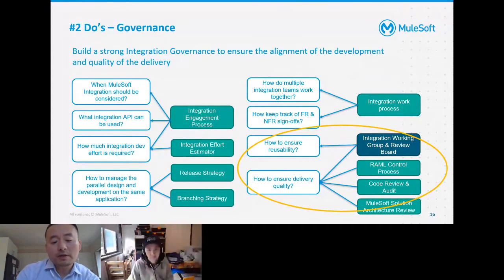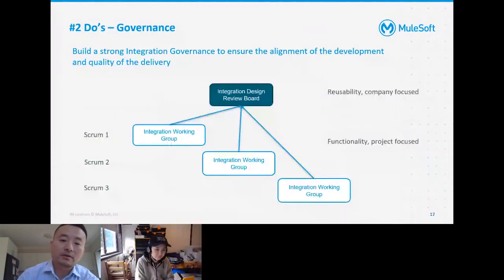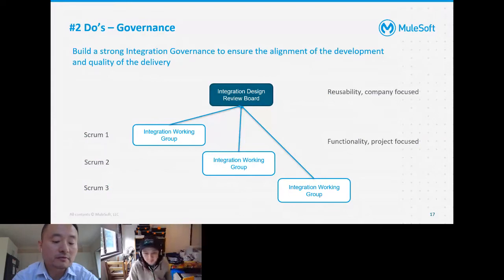Now, let's talk about the process we built to ensure the reusability and design quality. We have two forums, one called Integration Working Group and the other called Integration Design Review Board. The Integration Working Group is per Scrum team, and the architect that is assigned to the Scrum team chairs the working group meeting once a week. The goal is to focus on the functionality of the solution, making sure the solution delivers the scope of that particular project.